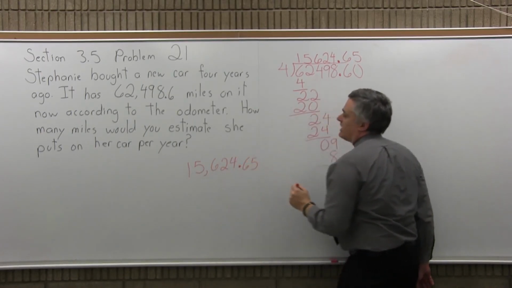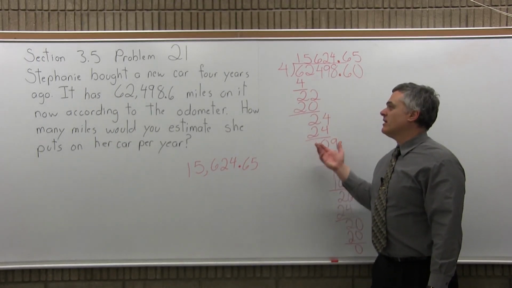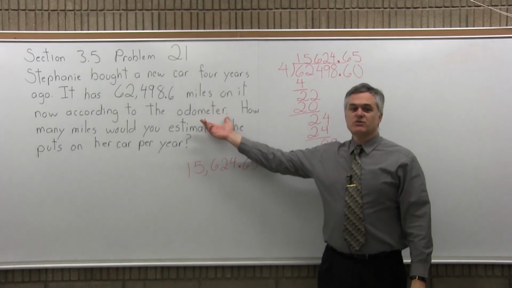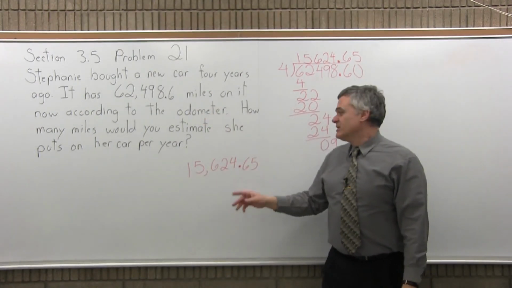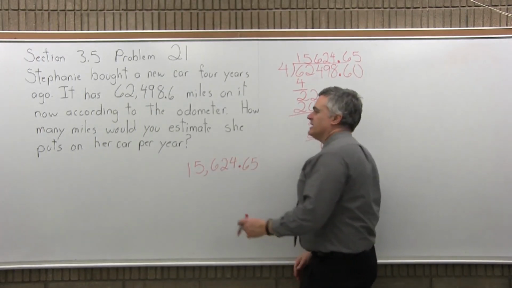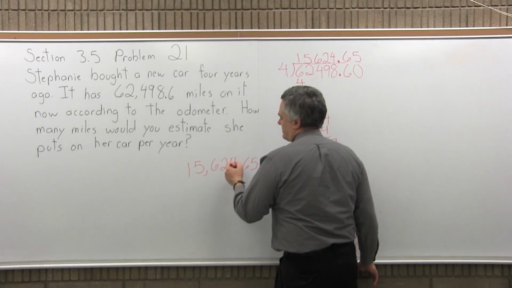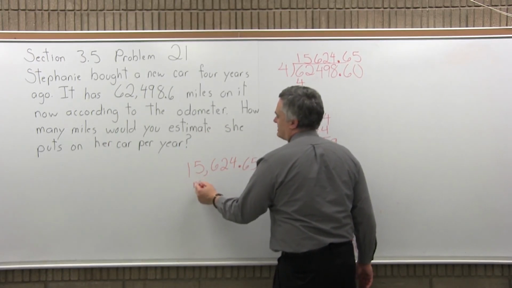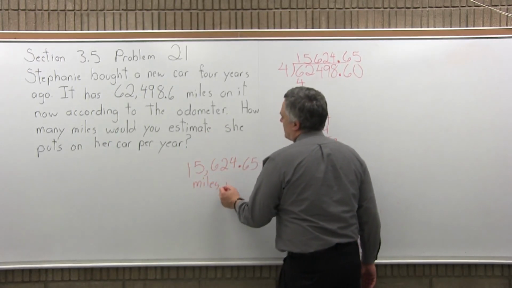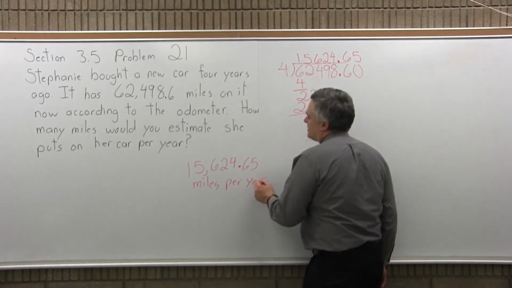624.65. Now again, this was not just a division problem out of thin air. This was the answer to an application problem that had units of measure. So I can't just write a number for my answer. I have to write the number with some units of measure. It says, how many miles would you say she puts on per year? 15,624.65 miles. And you can either write miles or, even better, miles per year, which is a little bit more than average.